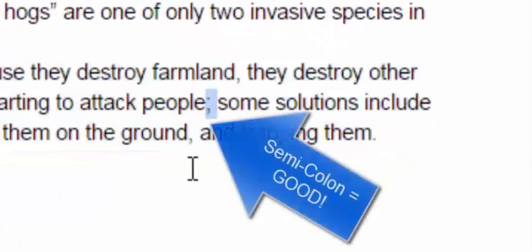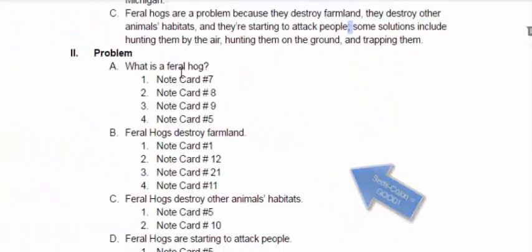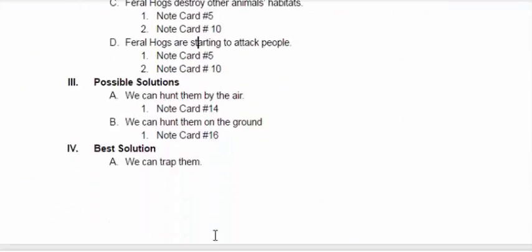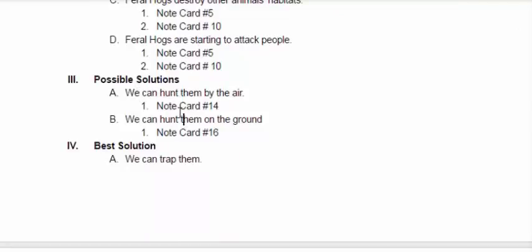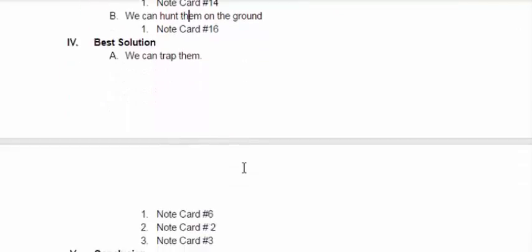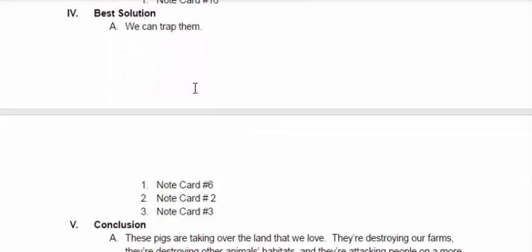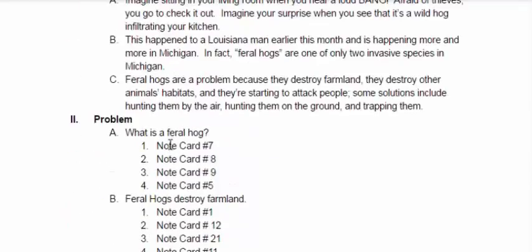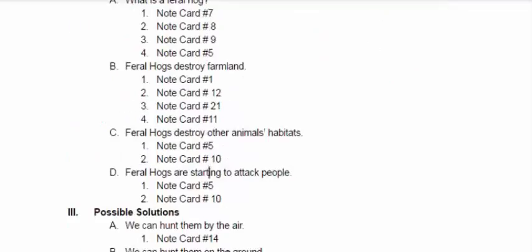Generally speaking, you'll need a semicolon. You then have all of your problems, each with hopefully several note cards. You then have your possible solutions, each with hopefully several note cards. You then have your best solution, which is not one of your possible solutions, hopefully with several note cards. Each one of these should have a topic sentence.